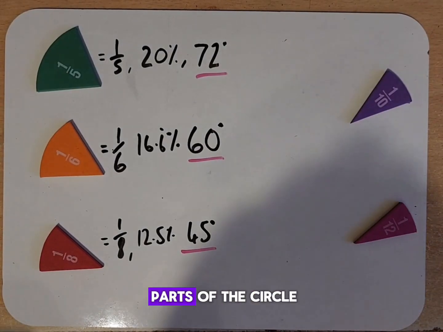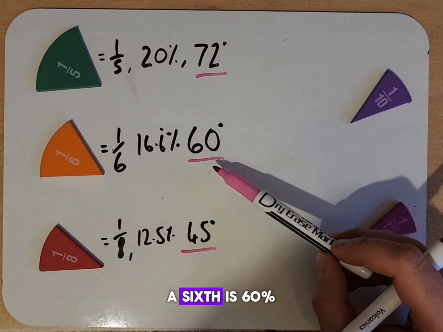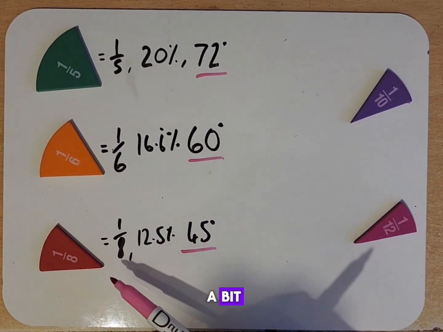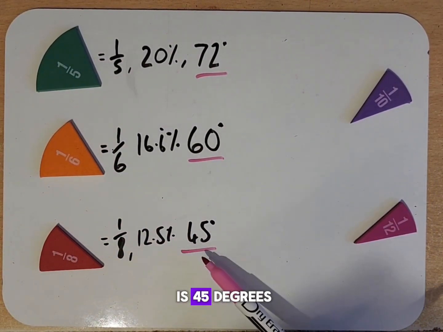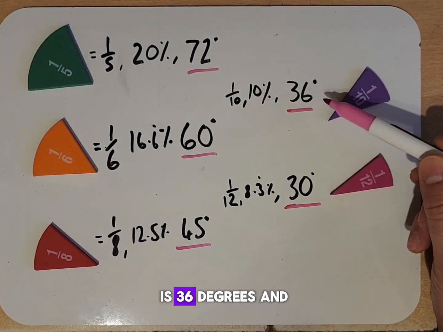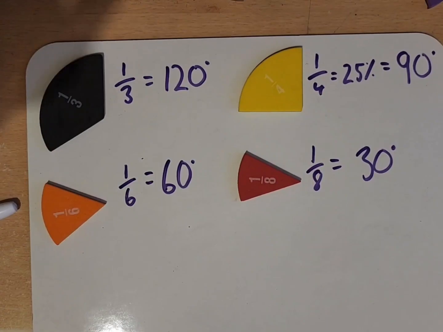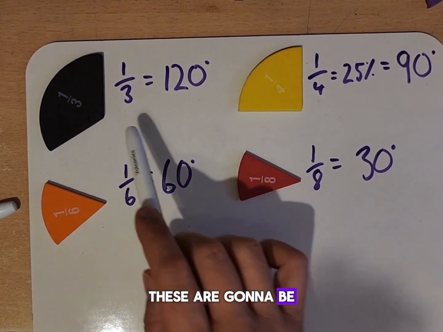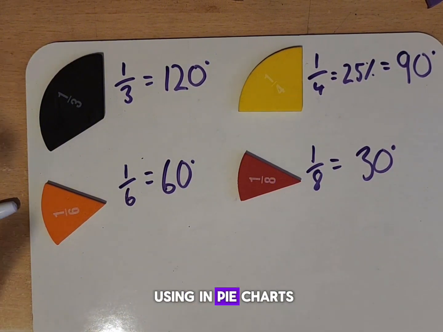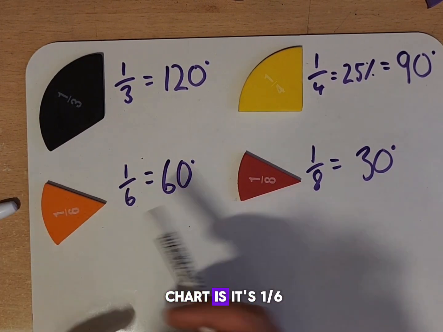Some less common parts of a circle worth knowing are a fifth, which is 20% or 72 degrees, a sixth is 60 degrees, which comes up quite a bit, and an eighth here is 45 degrees. A tenth or 10% is 36 degrees, and a 12th is 30 degrees. If you want to make some notes, these are going to be your most useful fractions to degrees that you will be using in pie charts. So if you want to find out what 60 degrees of a pie chart is, it's a sixth.